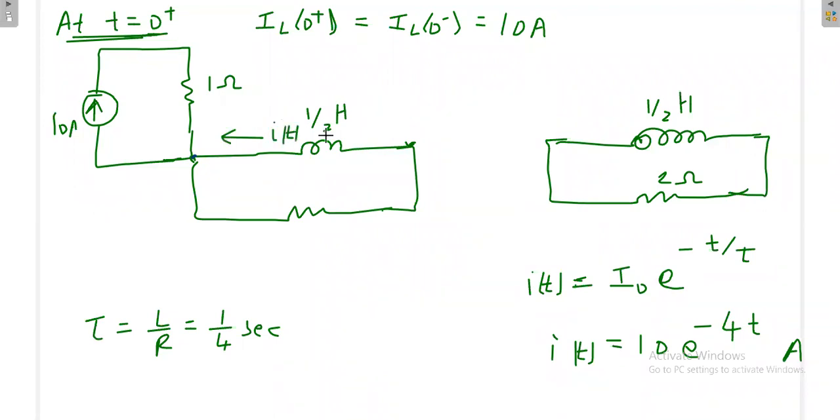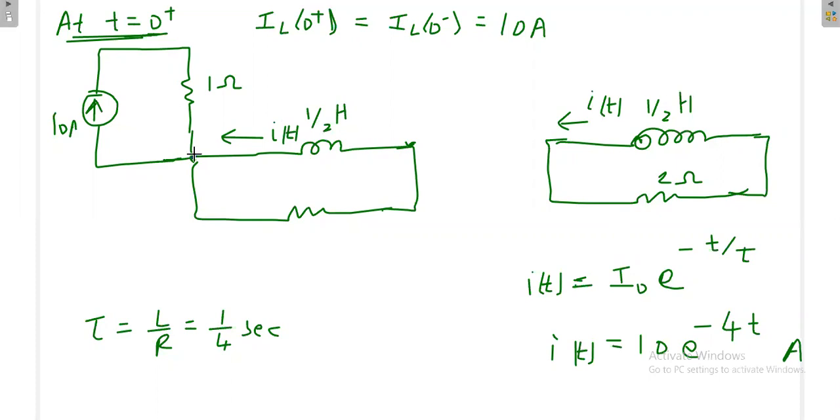This is possible if the circuit is in a separate condition. It is just like a source free RL circuit where the inductor is having some initial current. That initial current is 10 ampere. Then this will be the response of the current through the inductor. And again the current across the resistance will be the same because this is going in this loop. This is the final answer.